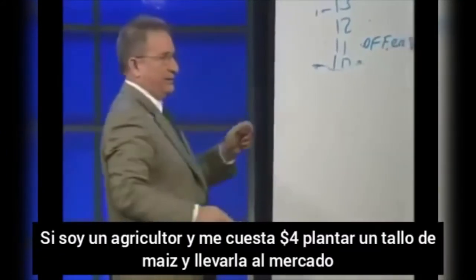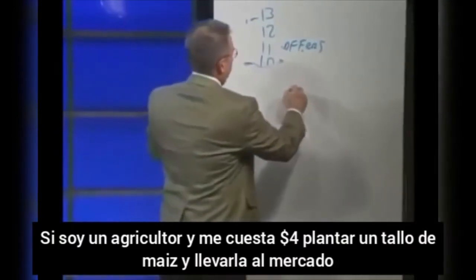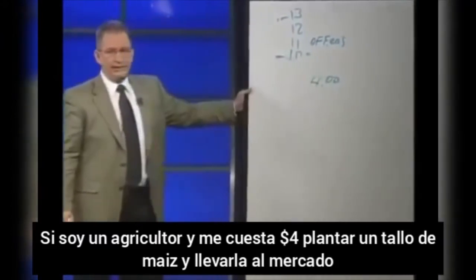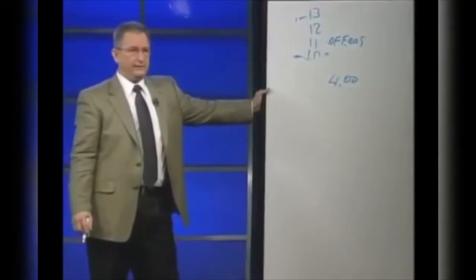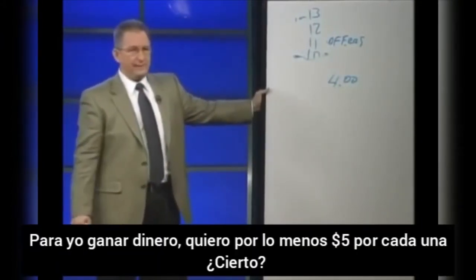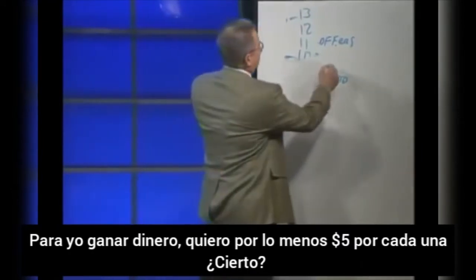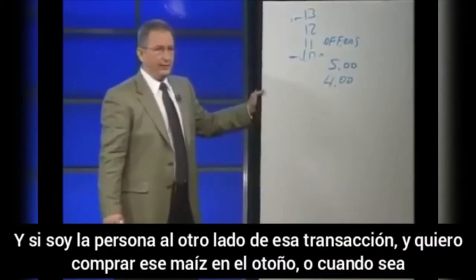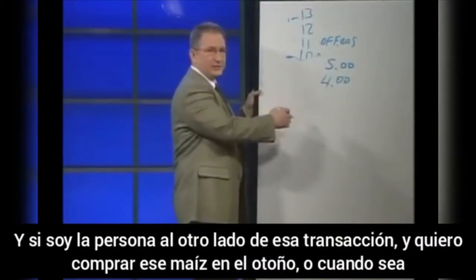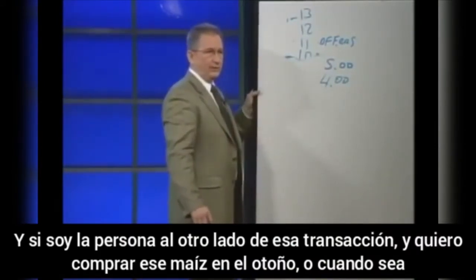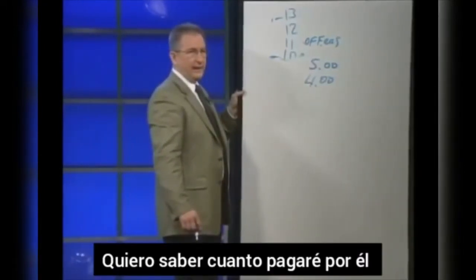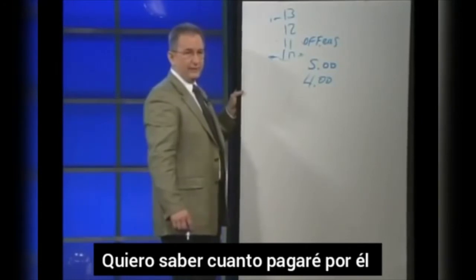if I'm a farmer and it costs me $4 a bushel to plant my corn and bring it to harvest or bring it to market, then for me to make some money, I want at least $5 a bushel, right? And if I'm the guy on the other end of that transaction that wants to buy that corn in the fall, or wheat or whatever, I want to know exactly how much I'm going to have to pay for it.